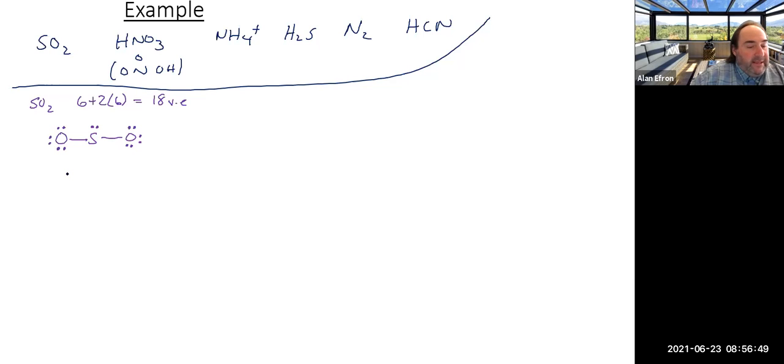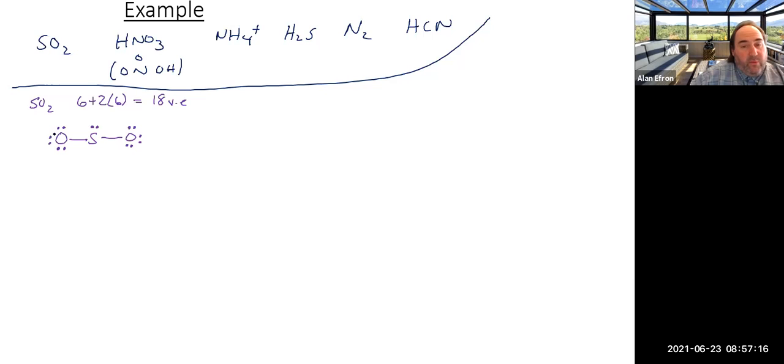We need to see if everybody has 8. Oxygen on the outside, 2, 4, 6, 8 is good. Other oxygen's identical, so it's good. But the sulfur here is short. It has only 2, 4, and 6 electrons. It's at this point that we do want to make a double bond and try to fix it. We could do either oxygen, as they are both identical to each other.